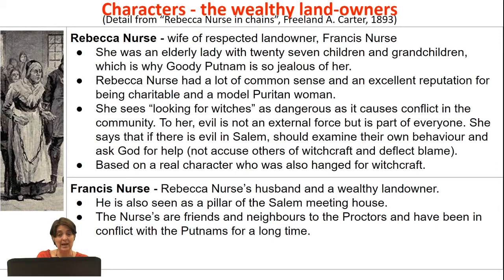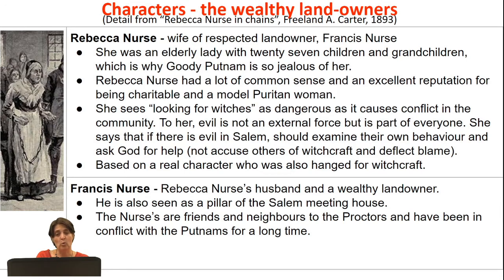Rebecca Nurse is another wife of a respected landowner, Francis Nurse. She was an elderly lady that had 27 children and grandchildren. So you can see why Goody Putnam absolutely hated her and was so jealous and envious of her. Rebecca Nurse had a lot of common sense and an excellent reputation for being charitable and being a model Puritan woman. And throughout the play, she seems to represent the voice of common sense. So if you want to know what Miller is thinking, it's usually a good idea to look at what Rebecca Nurse is thinking.